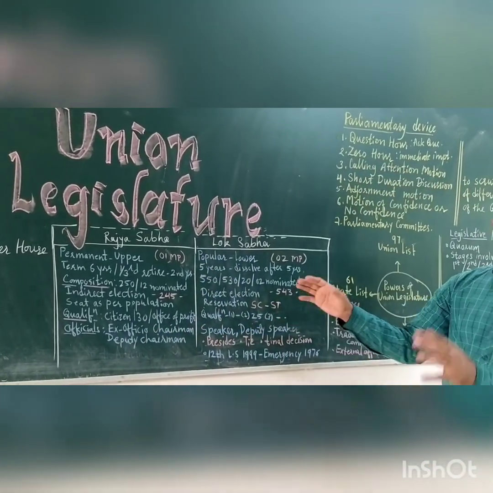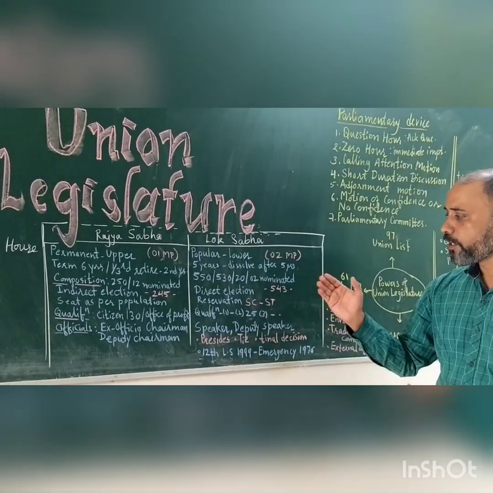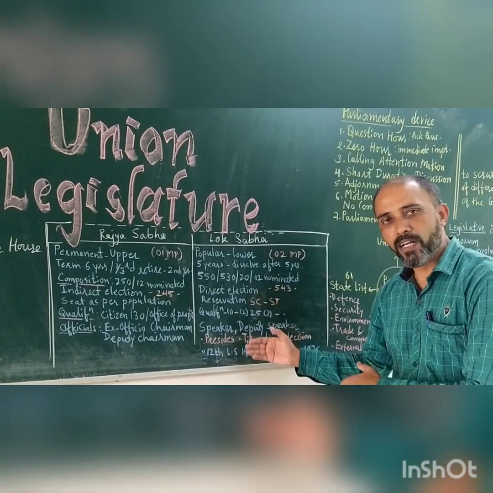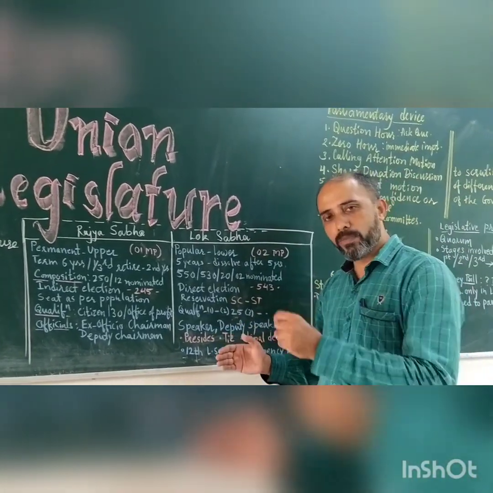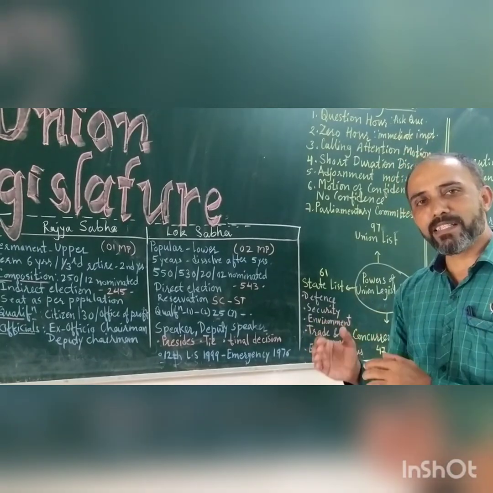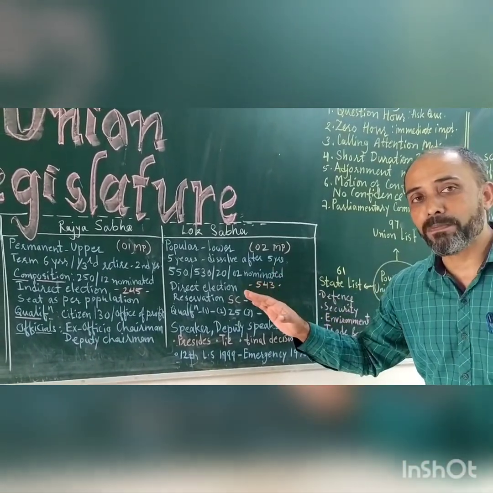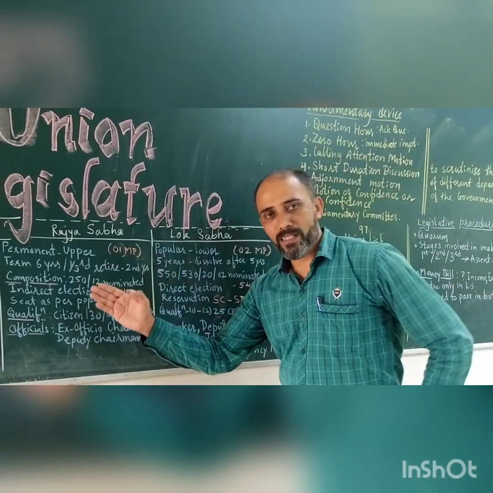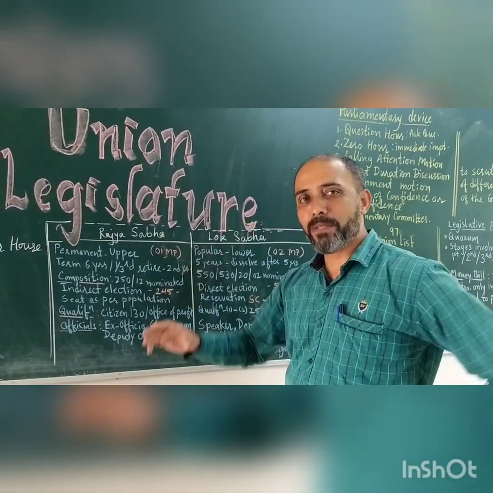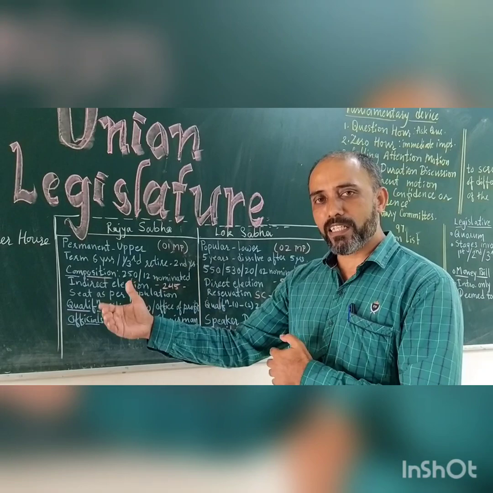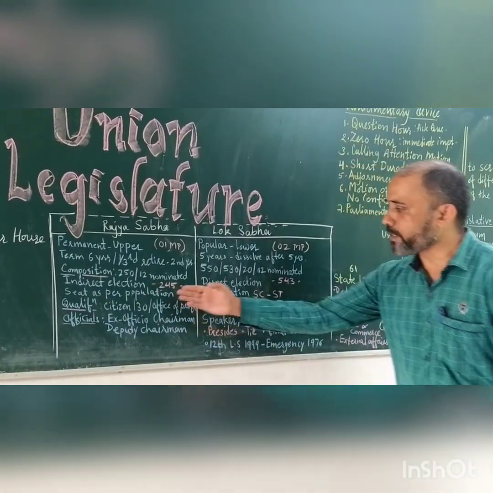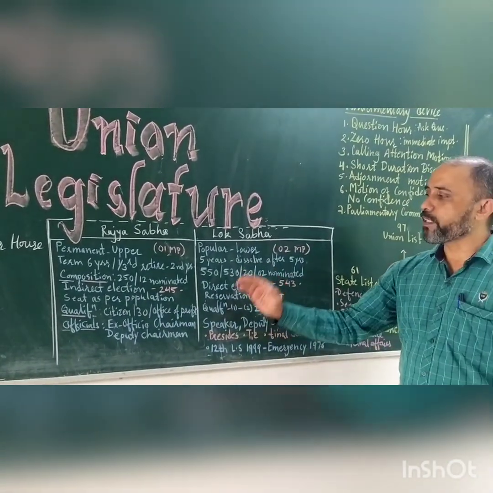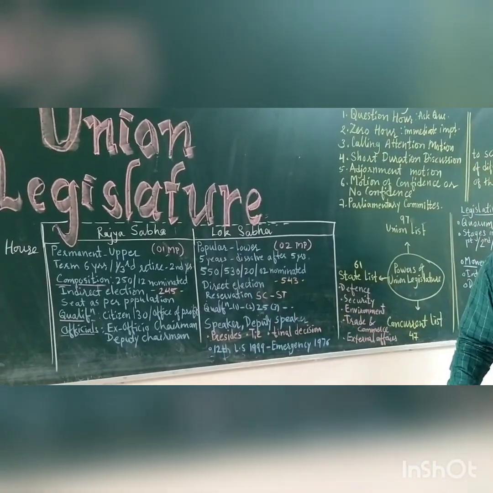Let us compare the qualifications of both the houses. If you want to be a member of Lok Sabha, then you must be a citizen of India, you must have completed 25 years of age, and at the same time should not hold any office of profit. The same thing is applicable for a Rajya Sabha member. Should be a citizen of India, must complete just 5 years extra, that is 30 years, and should not hold any office of profit. So that is the qualification to be a member of either house of the parliament.